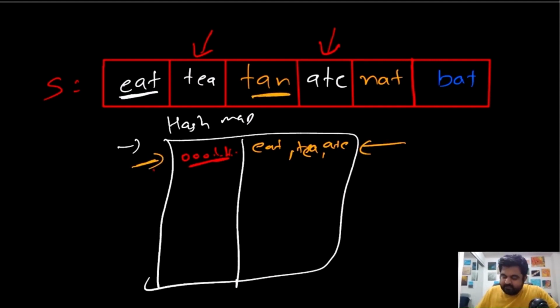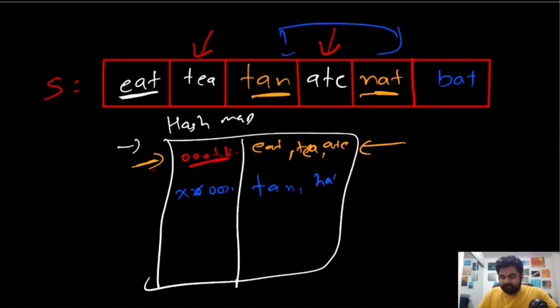Again, the same thing will happen for tan and nat. Even for this tan and nat, suppose we get some string that looks like this. I'm just drawing a bunch of gibberish, but you get the idea. And we will add an entry for tan and nat because they both will have the same number of occurrences of characters. And in the end for bat, we won't have any entry, so we will have a new entry over here, where we will add the value bat.